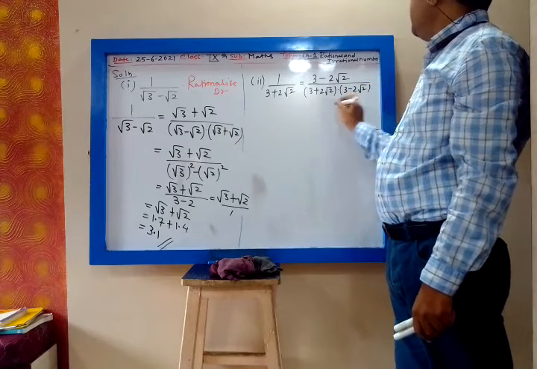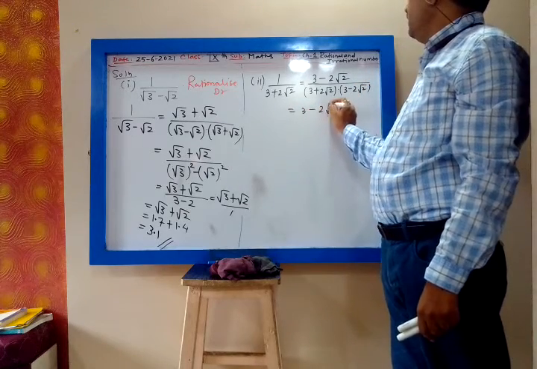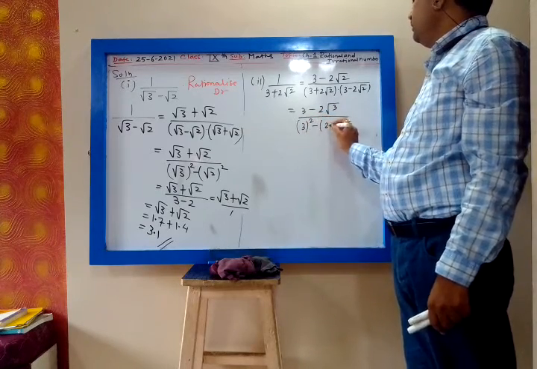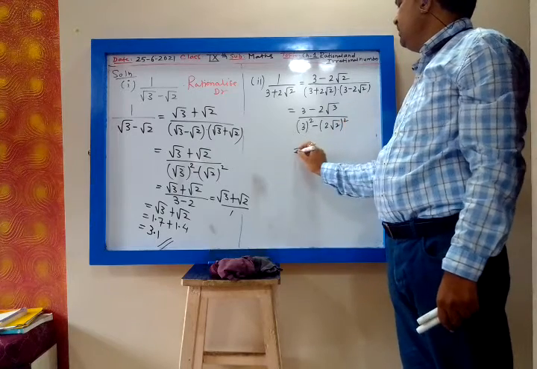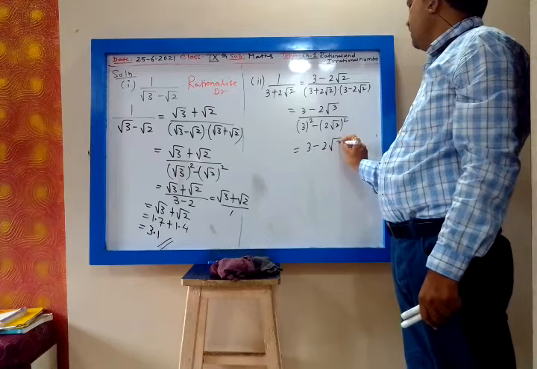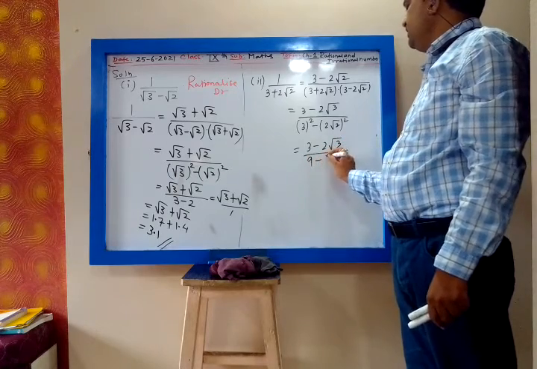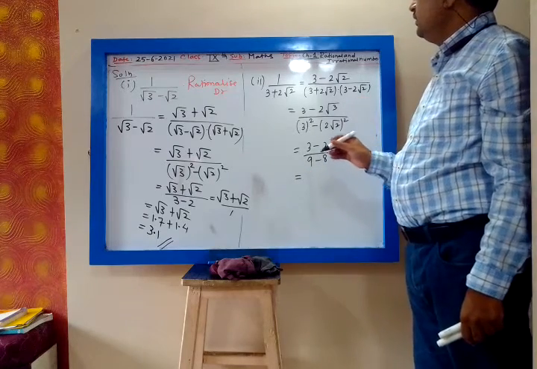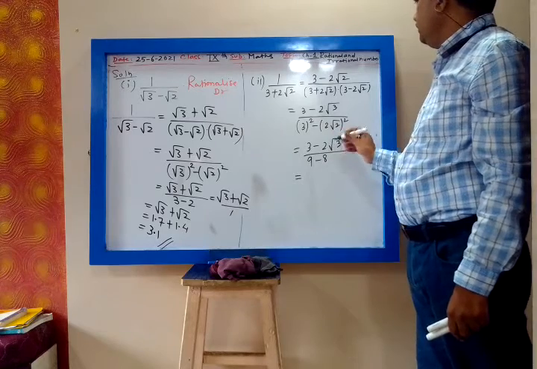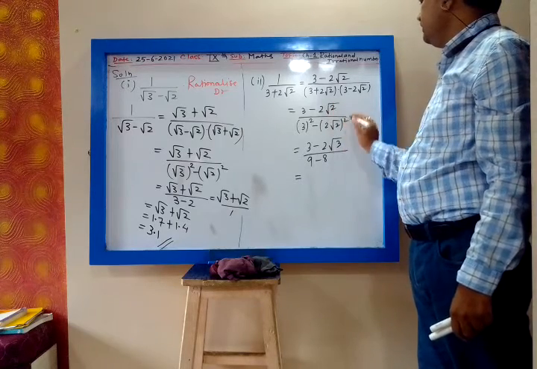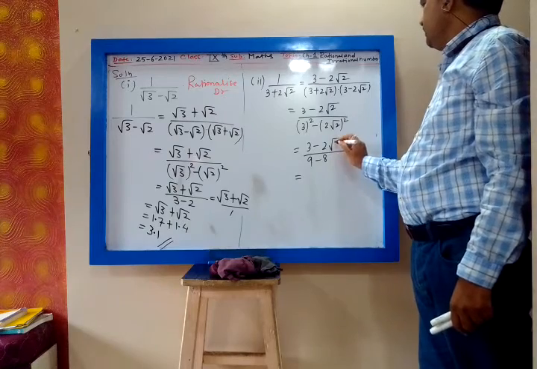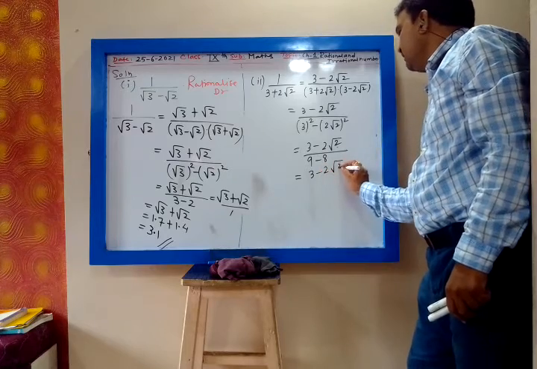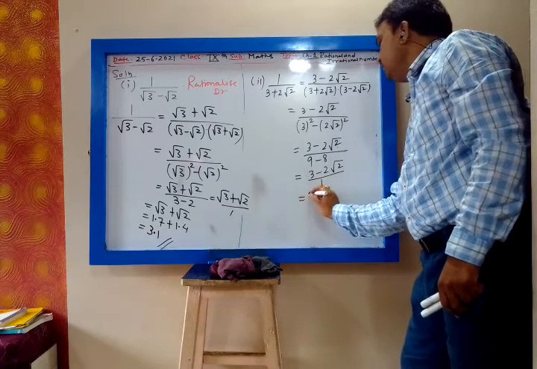Correct? So that will be 3 minus 2 root 2 upon a plus b into a minus b, that is a square minus b square, 2 root 2 square. So that will be 3 minus 2 root 2 upon a square is 9, 9 minus 8. Yes, so that is 3 minus 2 root 2 upon 1, that is 3 minus 2 root 2.